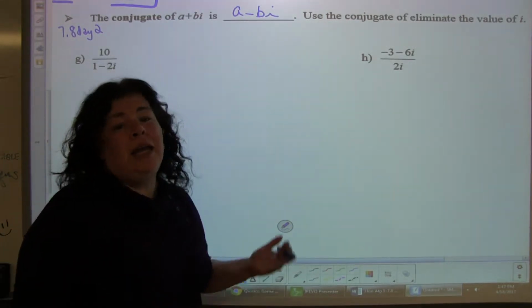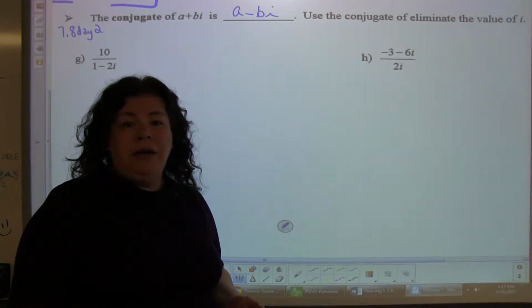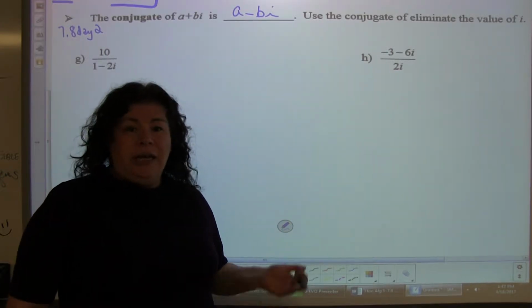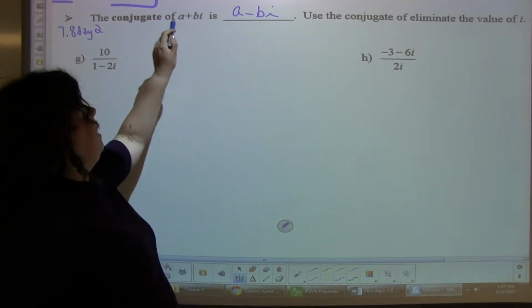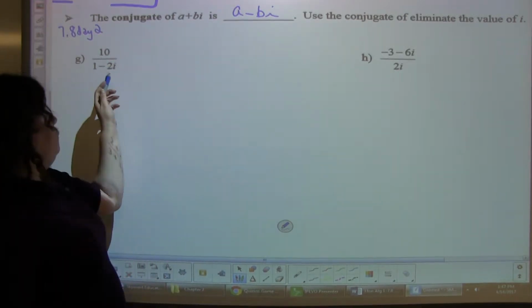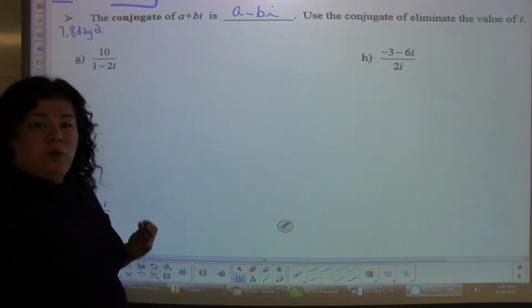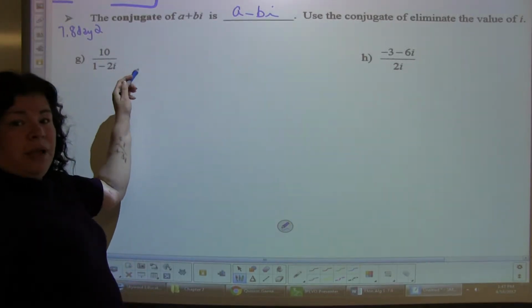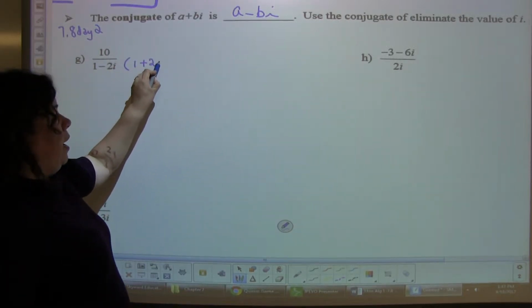So to do that, it's sort of like you saw before when you were rationalizing the denominator, we multiplied by the conjugate. So the conjugate of, let's say, a plus bi is a minus bi. So in this form, the conjugate of 1 minus 2i is 1 plus 2i. So we're going to multiply the numerator and the denominator by the conjugate 1 plus 2i.